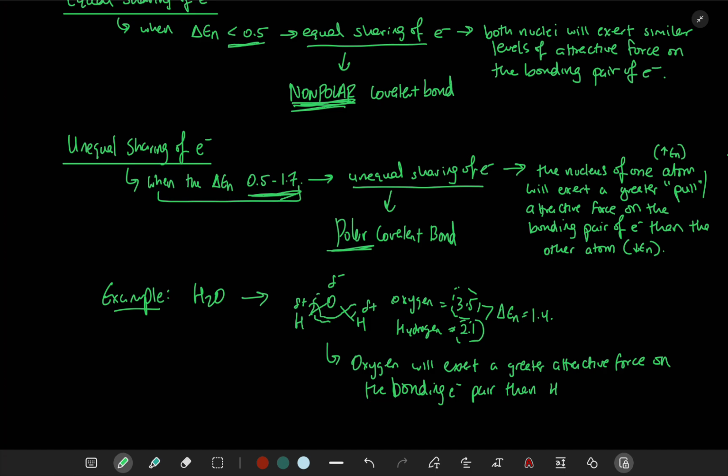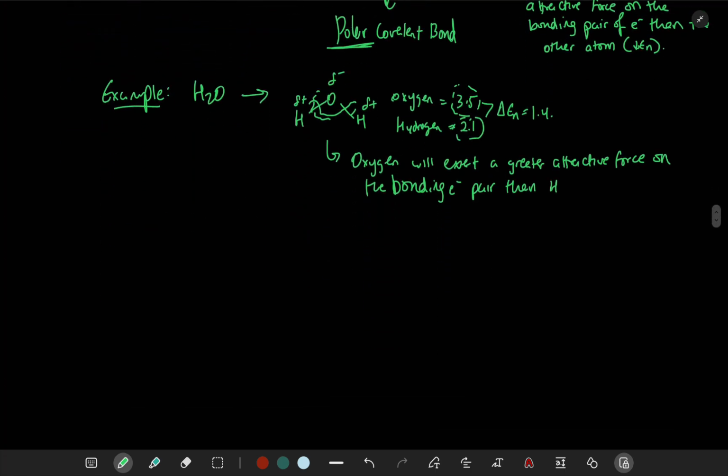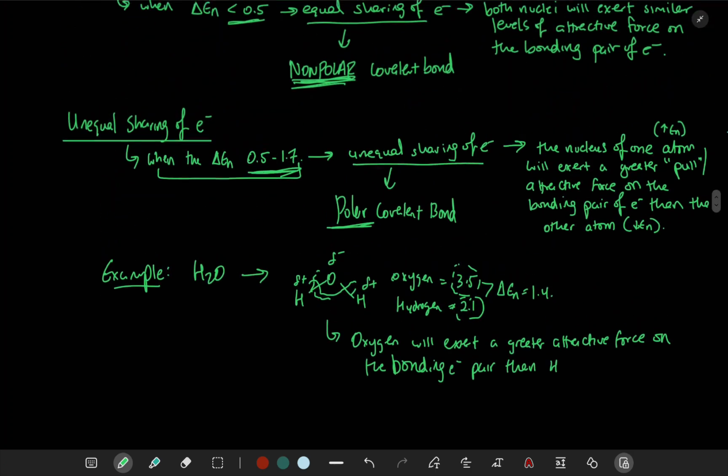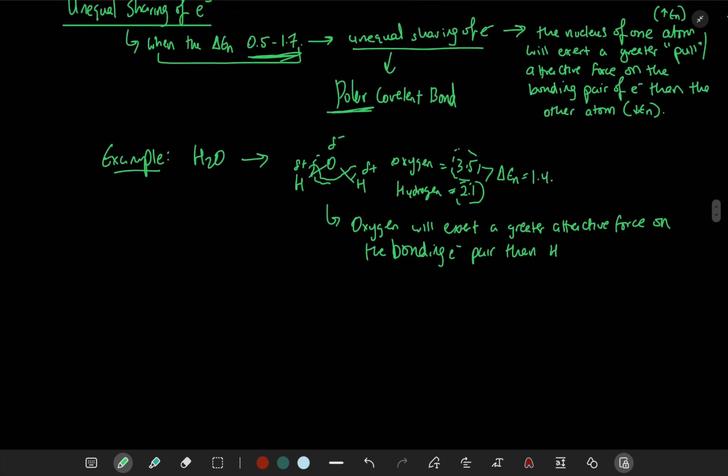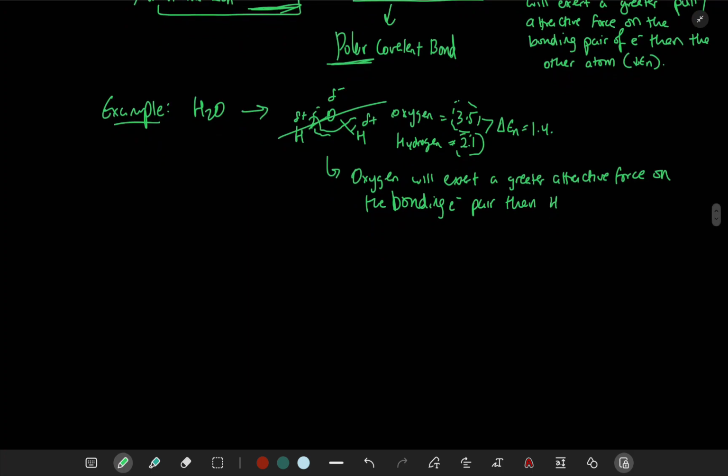And so when there's equal sharing of electrons, we said it's going to be a nonpolar covalent bond. When there's unequal sharing of electrons, it's going to be called a polar covalent bond. And so why is that? Well, we talked about oxygen. Let's go back down. All right, we talked about oxygen here. So let me just redraw this again. So we have hydrogen, oxygen, and hydrogen, right? And we said here that oxygen is pulling that electron density towards itself, or towards its nucleus.